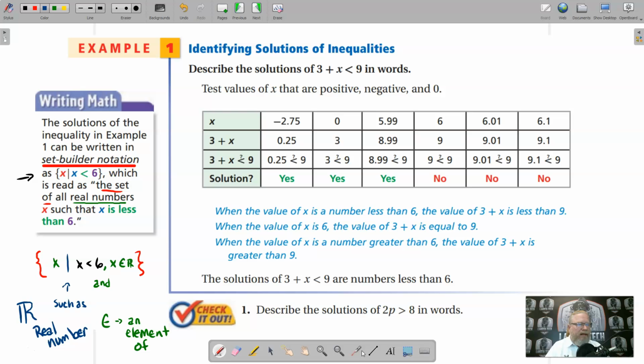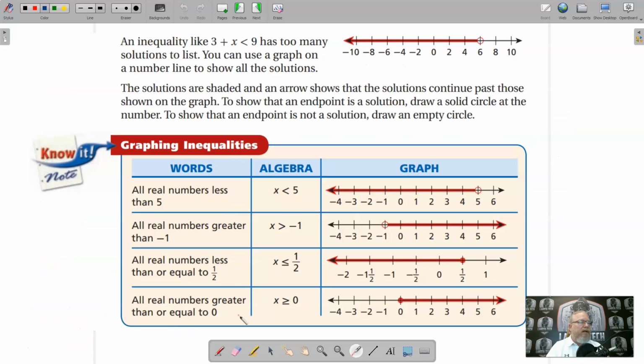So I spent a little bit of time on this, just figured I'd throw in a little lesson on set builder notation. If you see it, how do you read it? How do you interpret it? So again, we read this as the set of x such that x is less than 6 and x is an element of real numbers. Bonus stuff. Let's go ahead and look at the next slide.